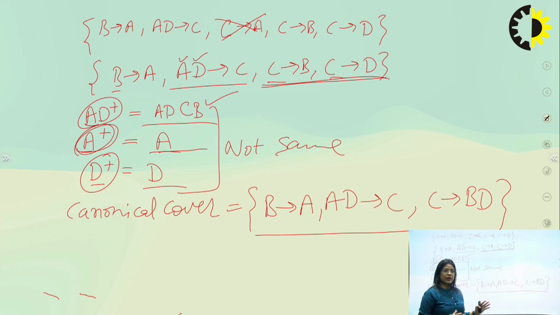So by this way, by following these steps, you can be able to calculate the canonical cover for any question, any type of question. You will be able to find out the canonical cover if you will follow these steps of algorithm.